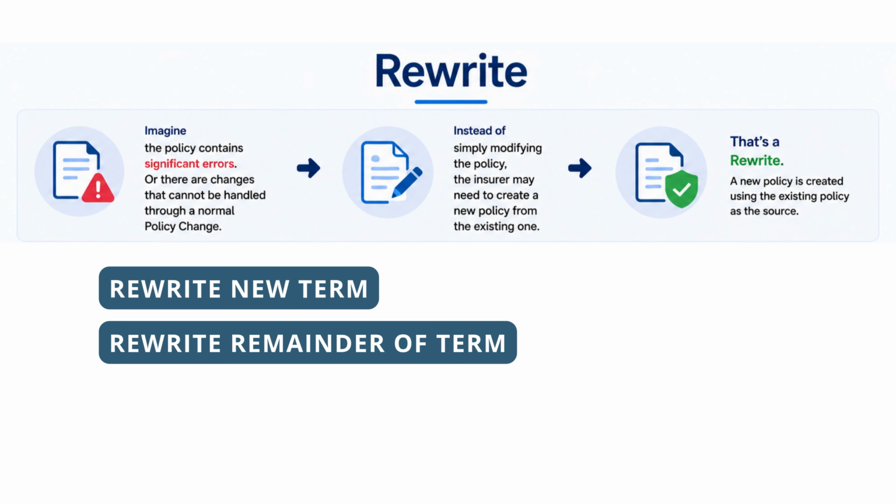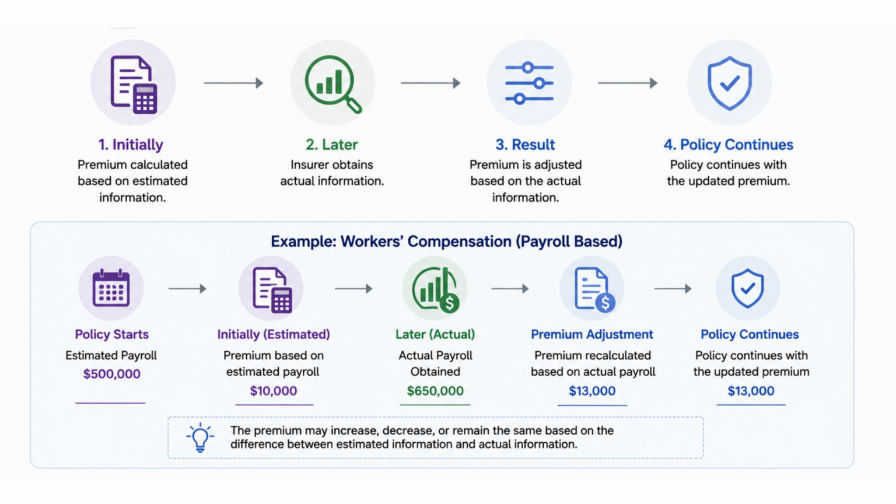And finally, let's talk about Premium Audit. This is especially relevant for policies where the premium is based on information that can change during the policy term. For example, in workers' compensation, premium can be based on payroll. The payroll may initially be estimated, but later the insurer can obtain actual information. Look at the diagram. You can see premium reports happening during the policy term. Some may be based on estimated information. Later reports can use actual information. And finally, there can be a final audit. The purpose is to verify the information and determine the appropriate premium.